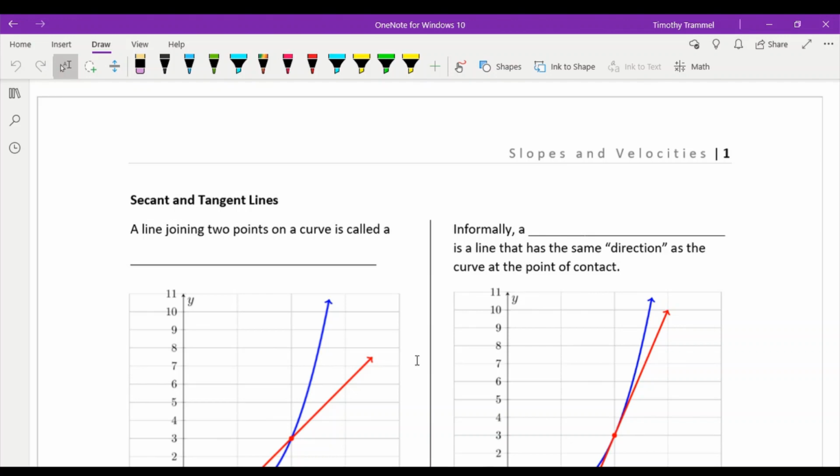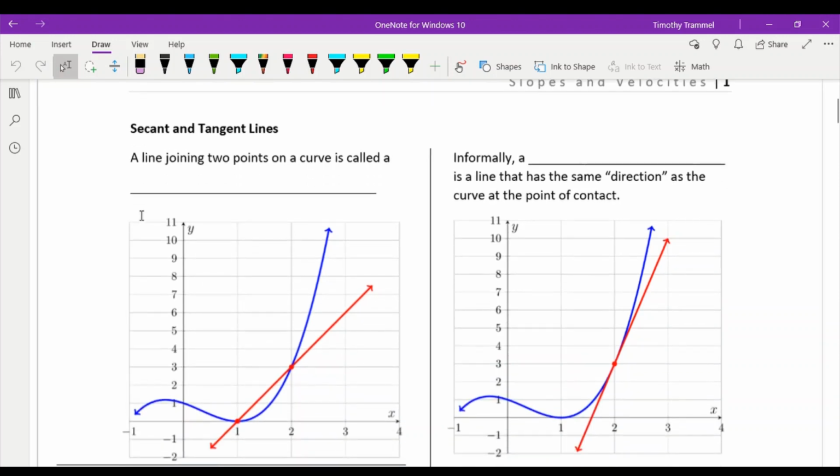All right, the name of this section is slopes and velocities, and what we're really going to be doing is getting an intro to some of the ideas that we're going to be looking at for the next couple weeks. In other words, a lot of the things that we will do in the next couple weeks build off of these ideas. Okay, and let's go ahead and start off here with a secant line.